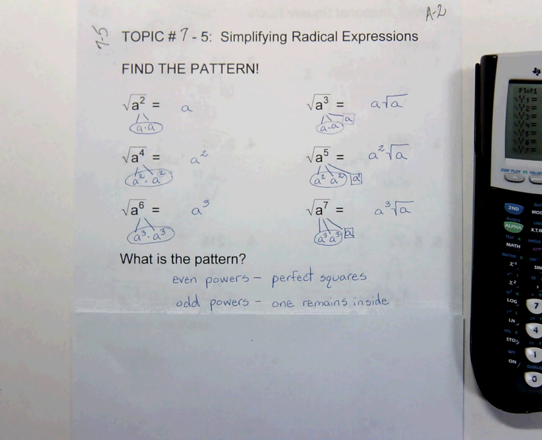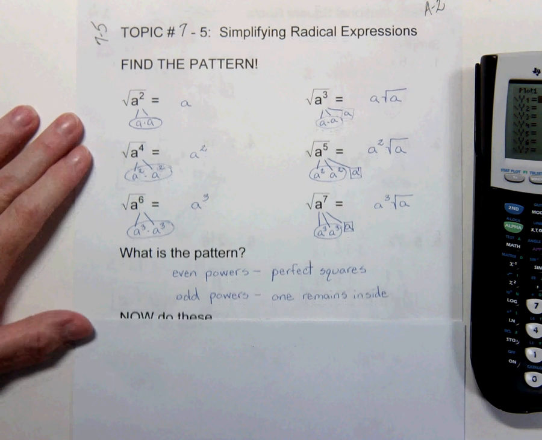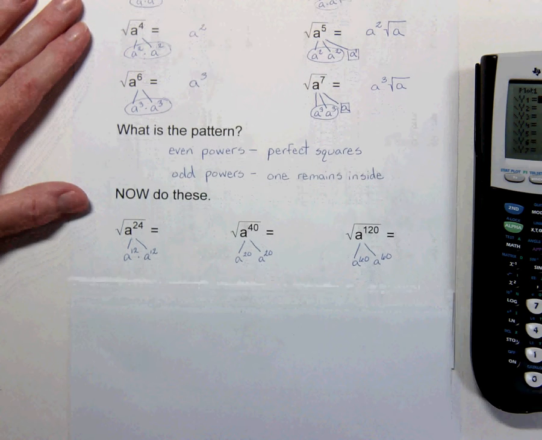Okay, so the pattern here was when you had an even number of powers, it's a perfect square. You see no radical sign on your square roots that have an even number power. But the odd powers, you always have one remaining on the inside. One variable remains.